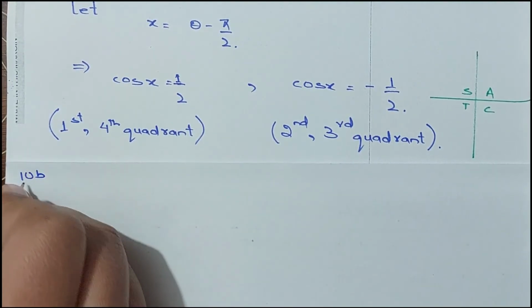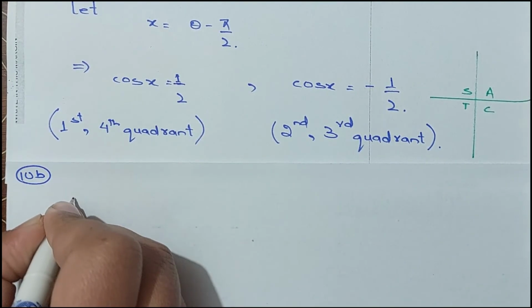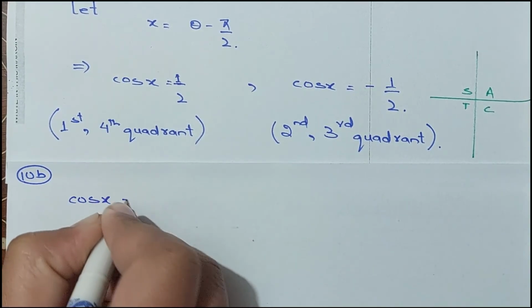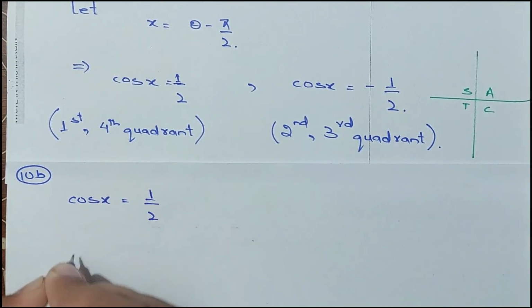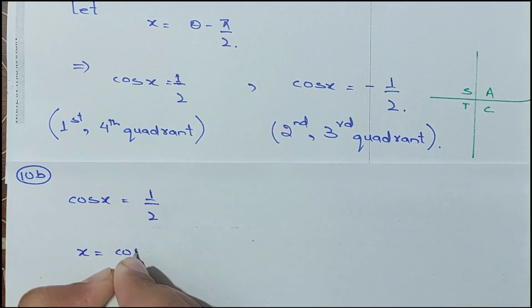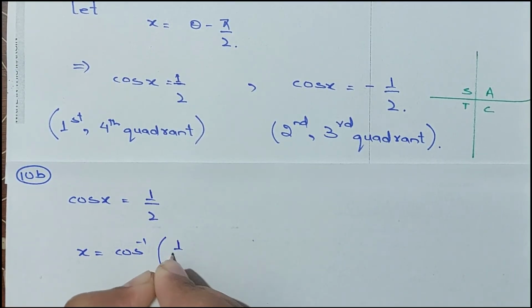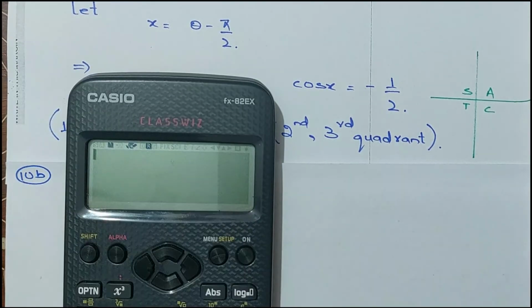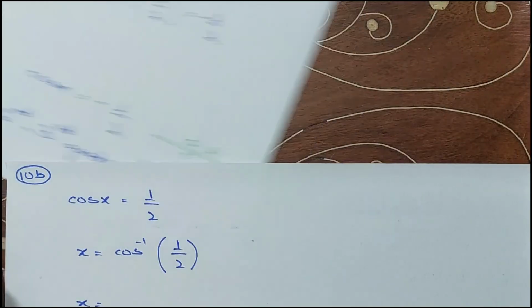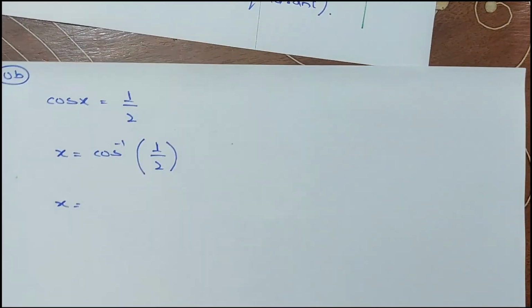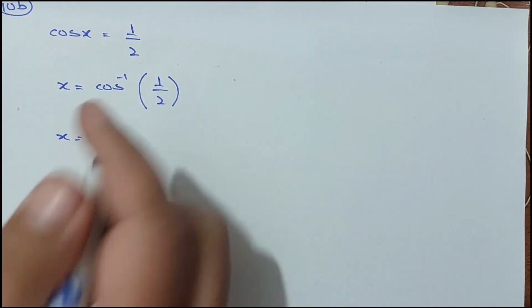This is the B part of 10, right? So cos of x is 1 by 2. x is cos inverse of 1 by 2. So what is x? My calculator is in radians. Cos inverse 1 by 2 is pi by 3. Okay, we have the solution pi by 3.